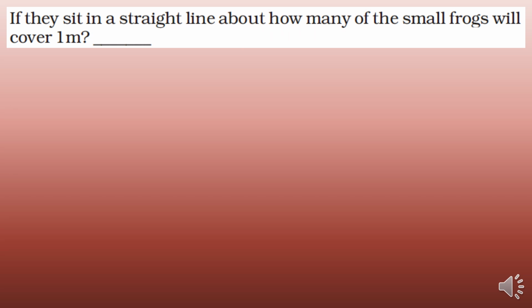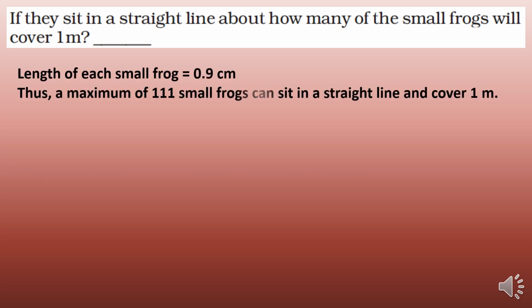If they sit in a straight line, about how many of the small frogs will cover 1 meter? So the length of a small frog is equal to 0.9 centimeter. Thus a maximum of 111 small frogs can sit in a straight line and cover 1 meter.